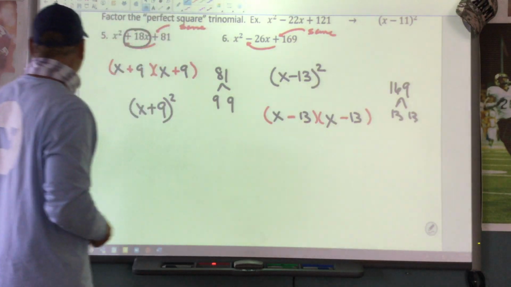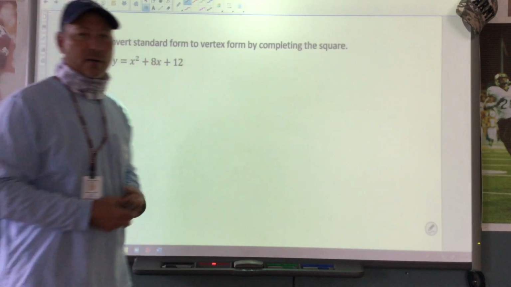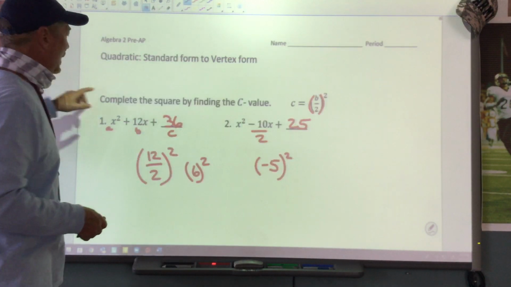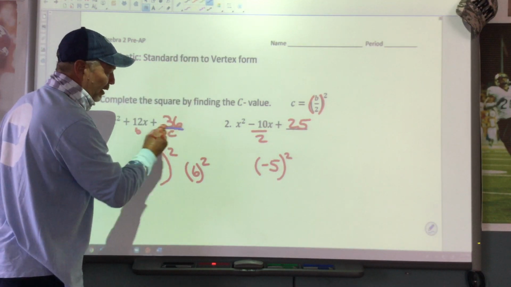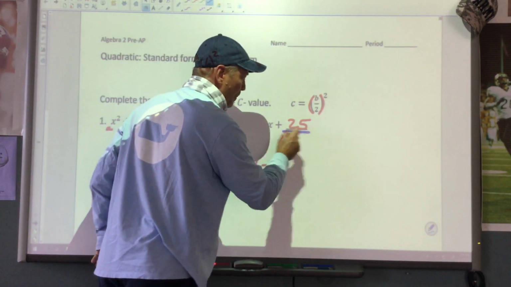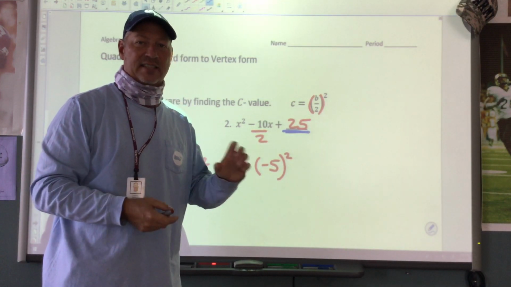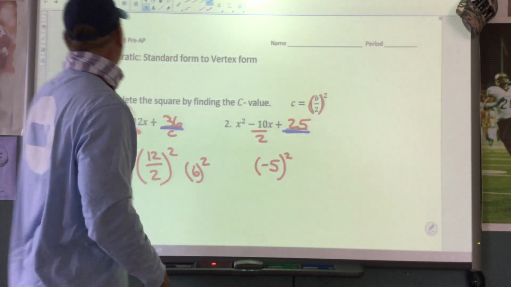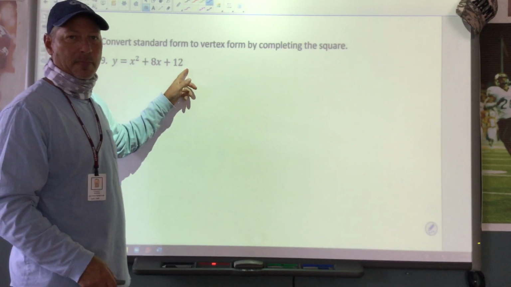The next thing we're going to do is actually complete the square. Let me go back. We had an open hole, a blank right here, that we had to figure out the value of. We had to find the C value. We had to complete the square. So right now, I don't have a blank.